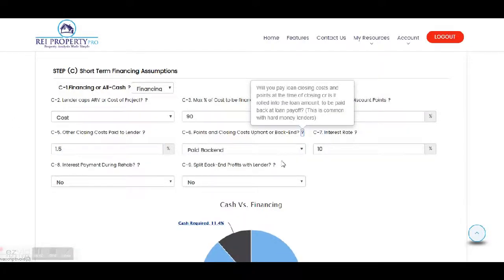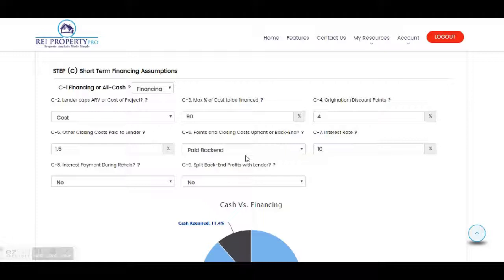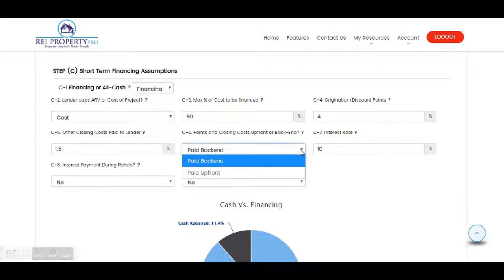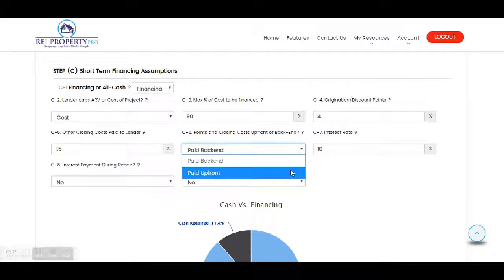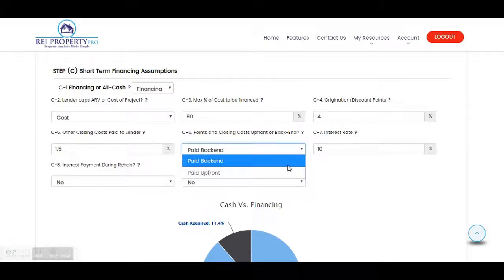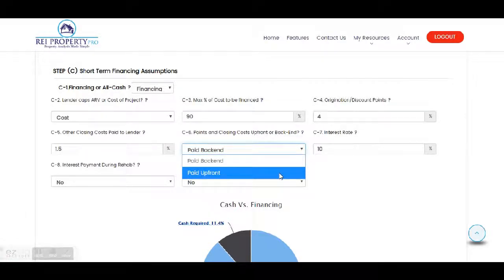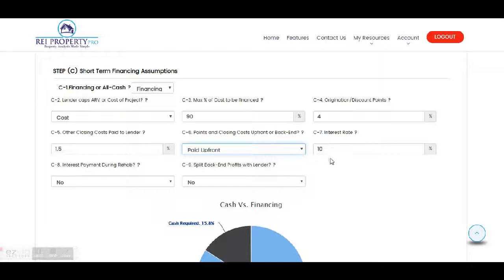Then you have an option to pay these fees and closing costs up front, which is at closing, or on the back end when you sell the property. Most lenders will require the fees to be paid up front at closing. So let's put up front. Alrighty. Now we're going to include our interest rate. I've seen interest rates as high as 15–16%, but we're going to go with 10%.